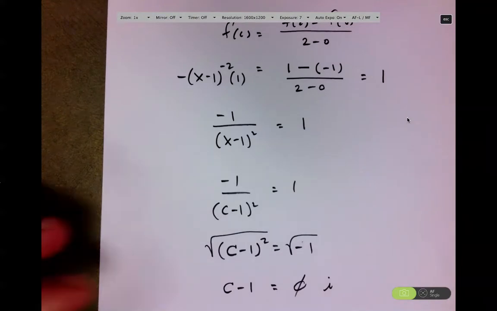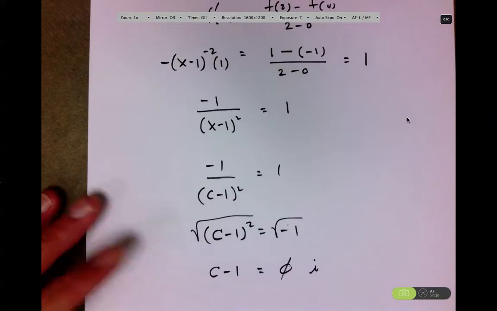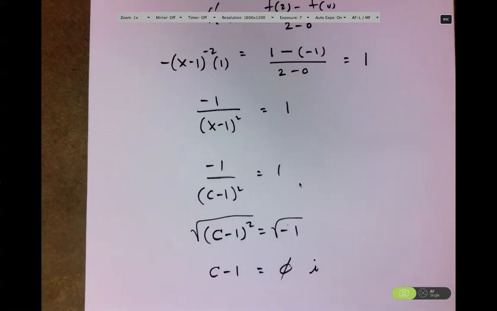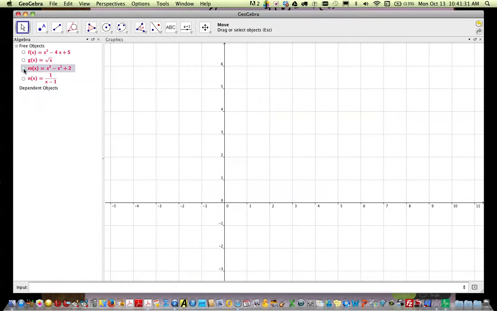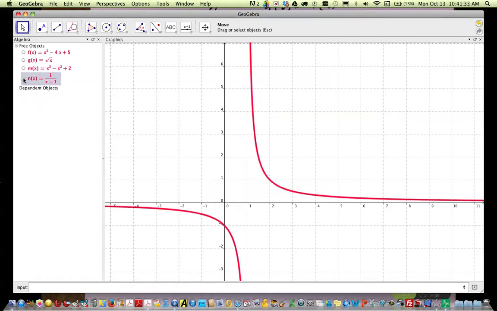But I think if we go back and look at the graph of this, we should be able to figure out what the problem is. So if we go back to GeoGebra, I'm going to get rid of all this garbage, and we'll turn that function off and turn this one on. If we proceed the same way that we did before, we put a point here at x equals 0, and another point at x equals 2, and we draw the secant line between those two.